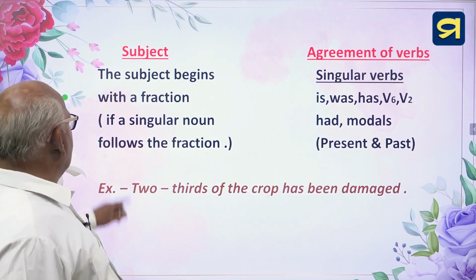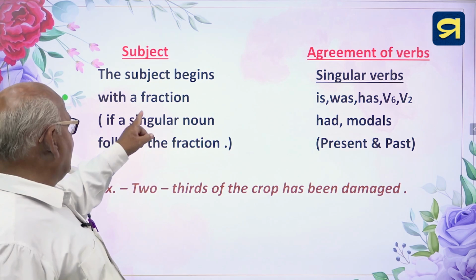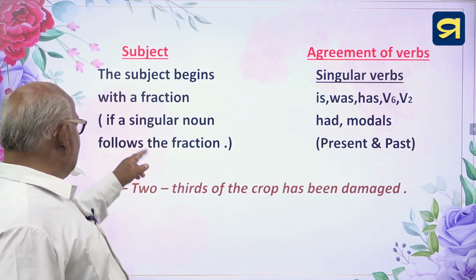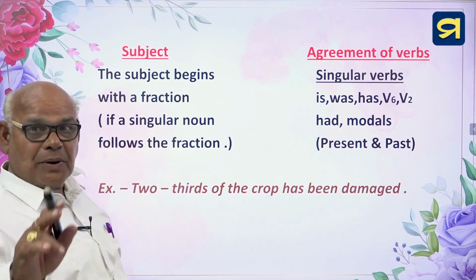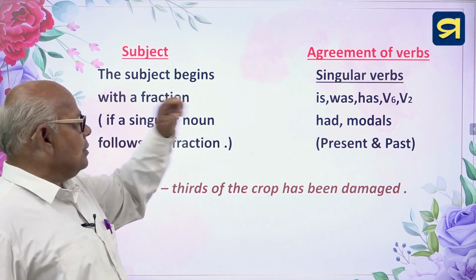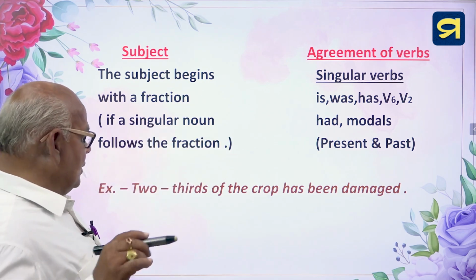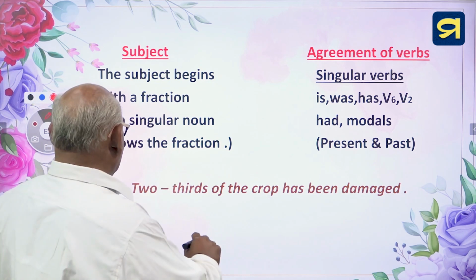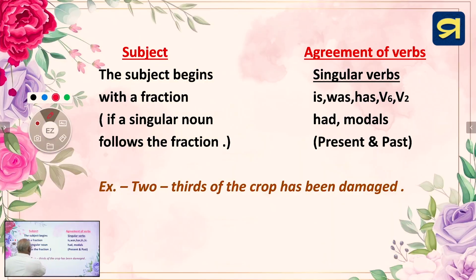Next, if the subject begins with a fraction and if a singular noun follows the fraction, it takes the singular verb. Let us discuss the example. 2/3 of the crop has been damaged. Here 2/3 is a fraction and it is followed by an uncountable noun, crop, so it takes the singular verb "has".